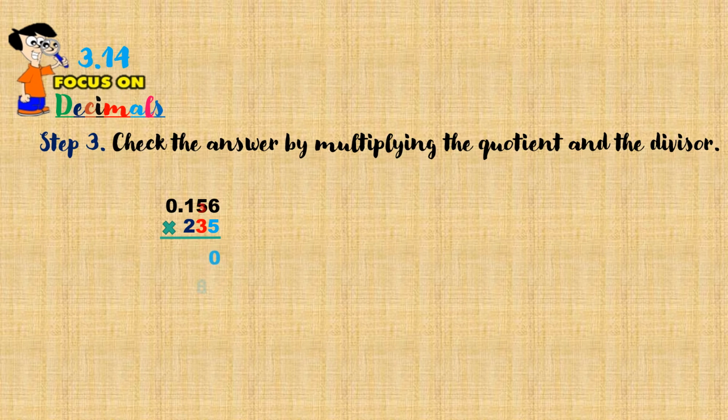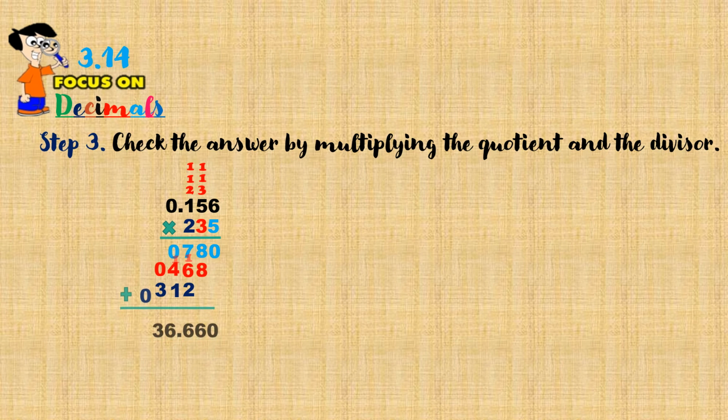Let's multiply. 5 times 6 is 30. 0 carry 3. 5 times 5 is 25 plus 3 is 28. 8 carry 2. 5 times 1 is 5 plus 2 is 7. 5 times 0 is 0. 3 multiplied by 6 is 18. 8 carry 1. 3 times 5 is 15 plus 1 is 16. 6 carry 1. 3 times 1 is 3 plus 1 is 4. 3 times 0 is 0. 2 times 6 is 12. 2 carry 1. 2 times 5 is 10 plus 1, 11. 1 carry 1. 2 times 1 is 2 plus 1 is 3. 2 times 0 is 0.